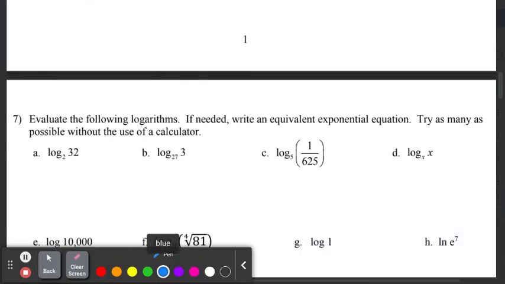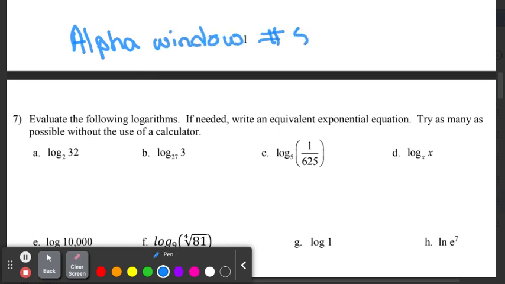Before we get into this, I'm not going to use a calculator, but if you were to use a calculator, say on a multiple choice, to get the log base button, you're going to do alpha, then window, number 5. On your test, you'll have to show some steps or some number crunching to show how you solved a logarithm. We don't want to know that you can just punch things in a calculator. But if worse comes to worse on a test, use alpha window 5 and at least get some partial credit.